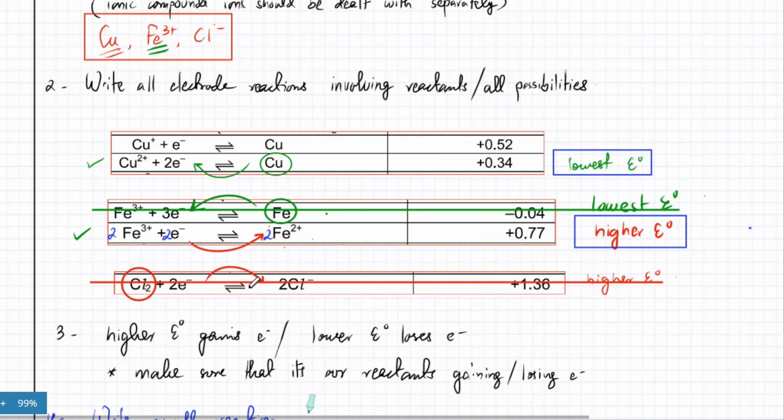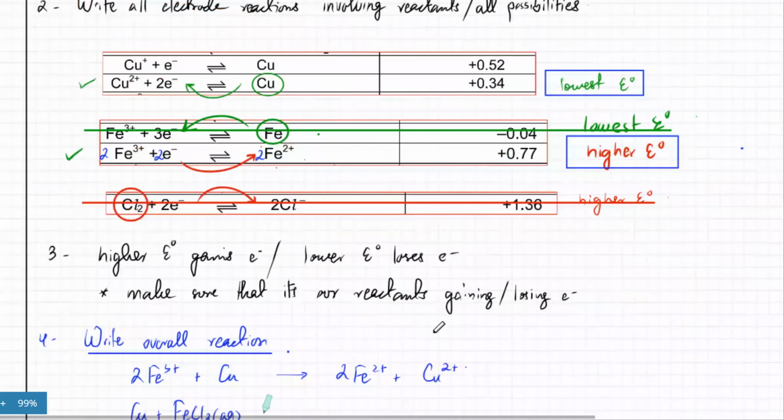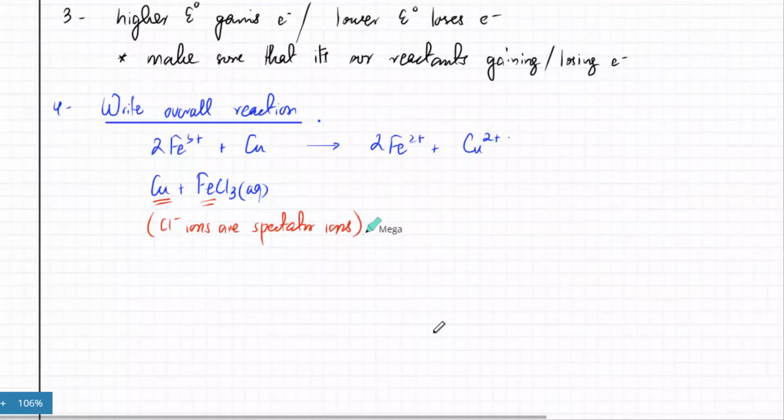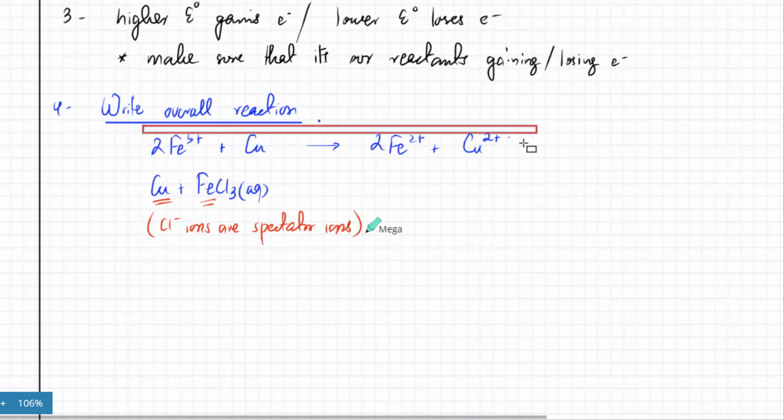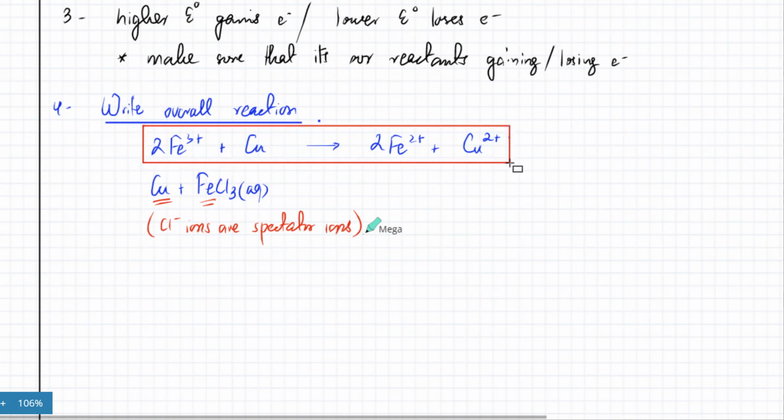Yes, sir. So every time, in your case, it's going to be simpler because you don't have to write down the equations. You just have to mark them in the data booklet or in the table that would be given to you, and you just have to figure out the higher E naught and the lower E naught. So that's one example, and you've been able to figure out what the reaction is when copper reacts with FeCl3 aqueous. And you can also figure out the E naught cell for this. The E naught cell will give you an idea of how feasible the reaction is.